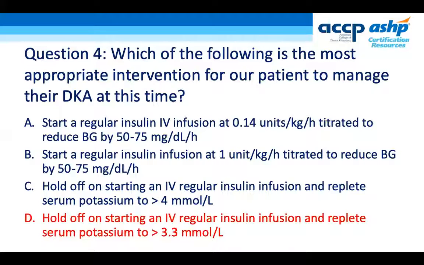The correct answer would be D. His potassium was quite low, and so we would want to make sure to adequately repeat it to greater than 3.3 to reduce any chance of causing arrhythmias from lowering the potassium even further.